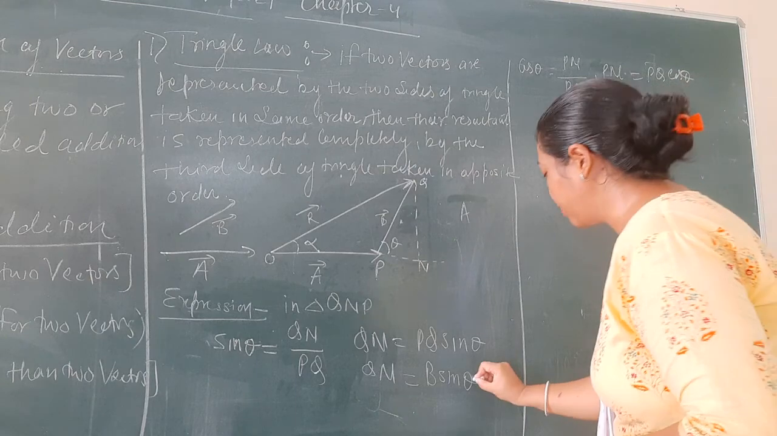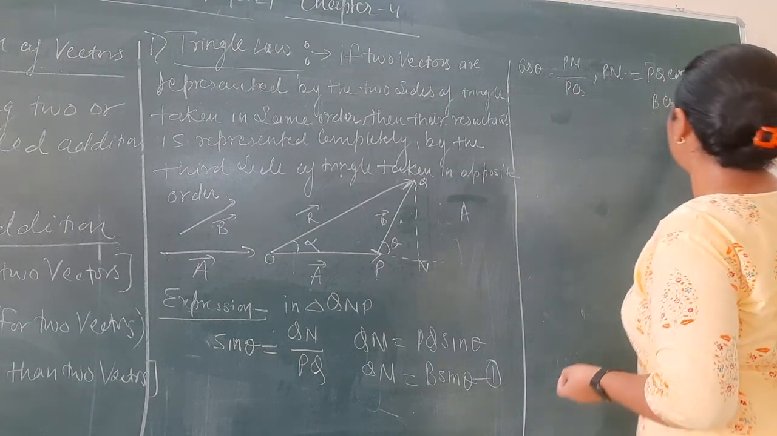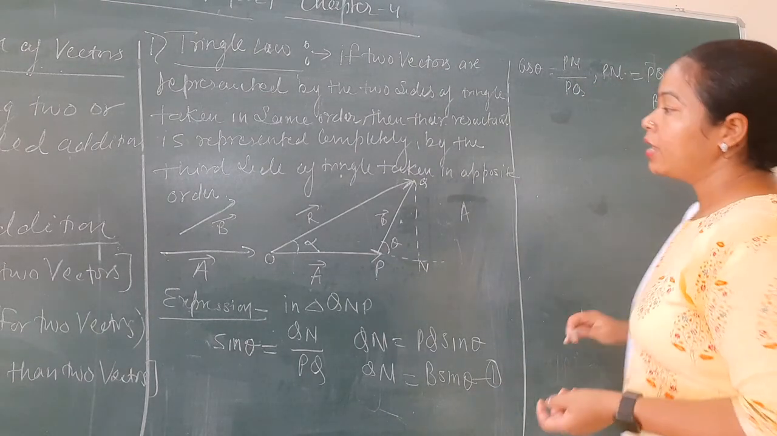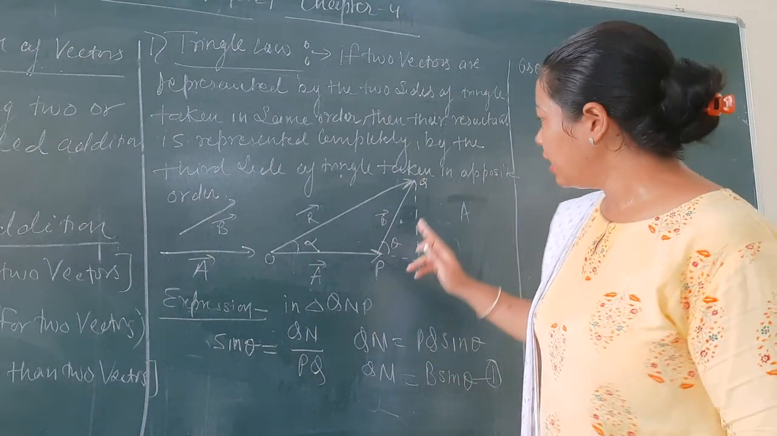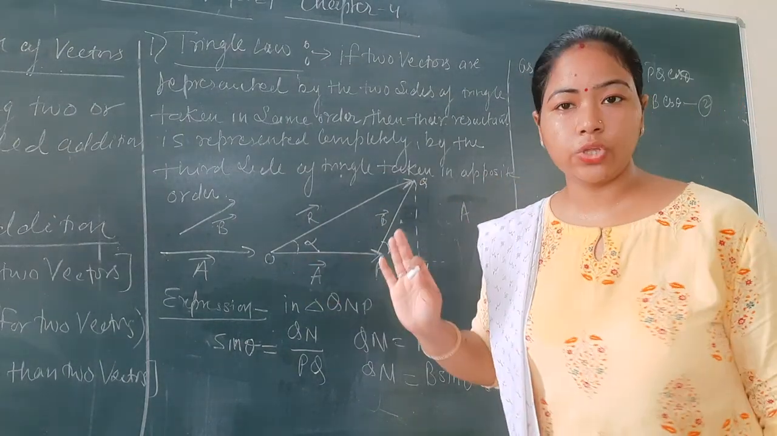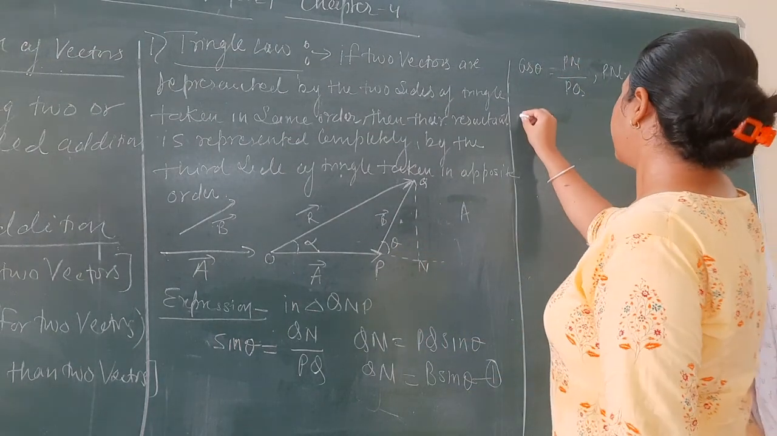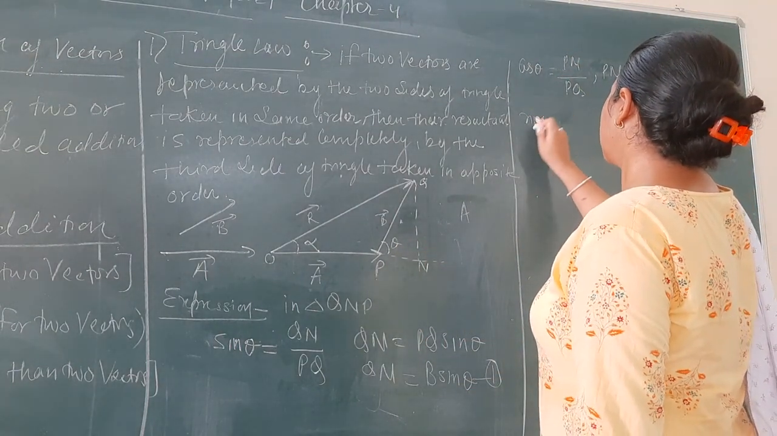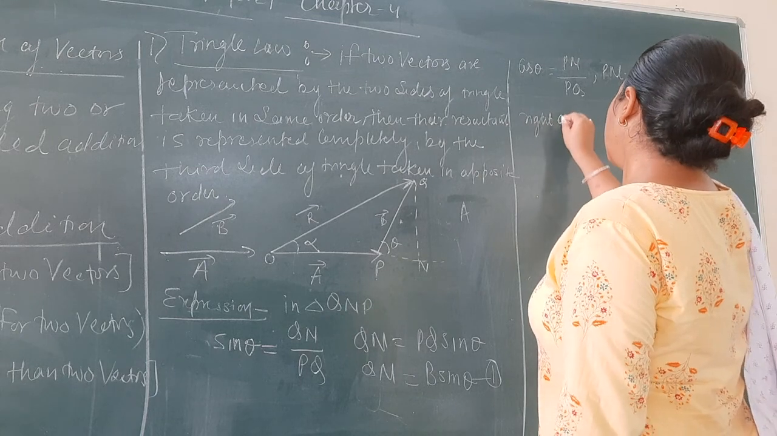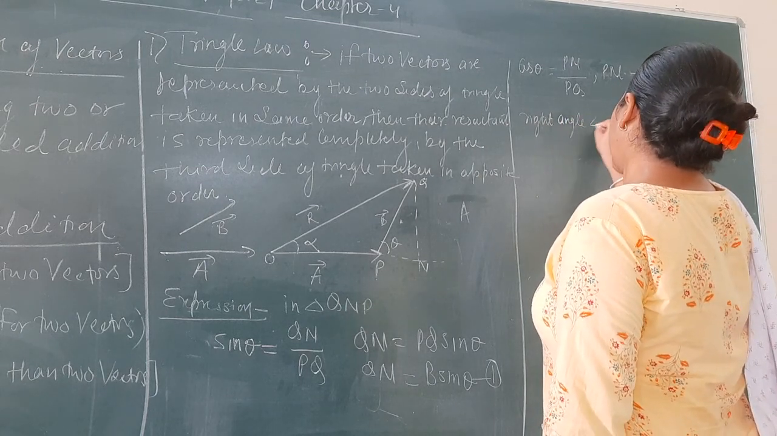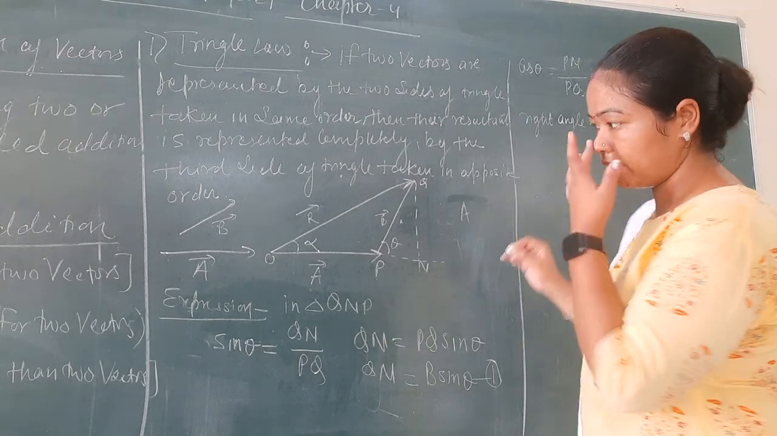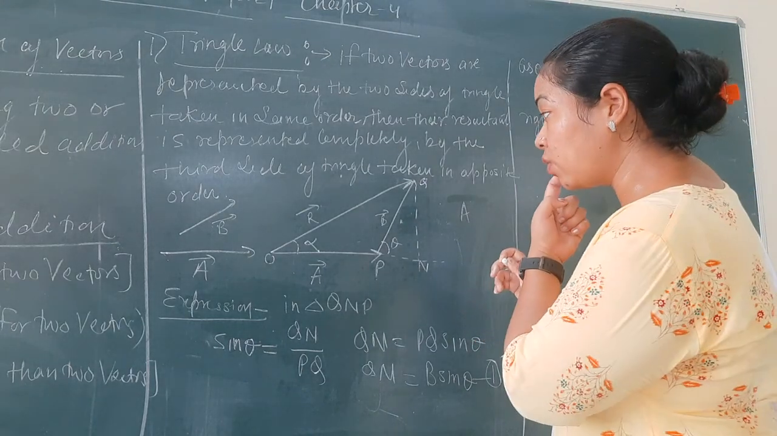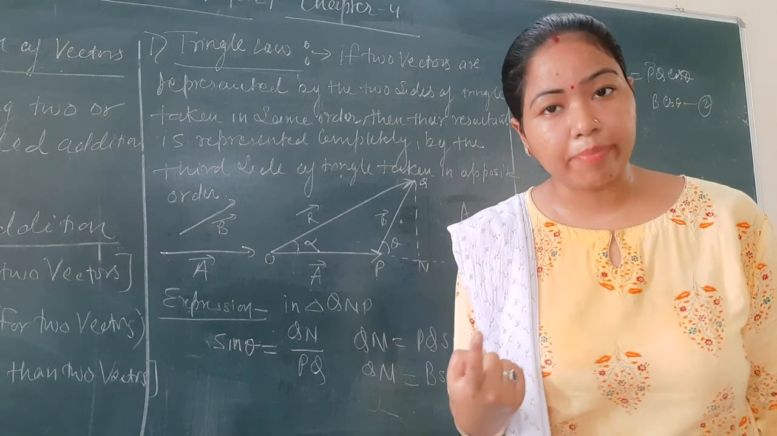So this is equation number 1 and this is equation number 2. Now we will consider the bigger triangle, that is QNO. QNO, right angle triangle. In right angle triangle QNO, right? So in QNO what happens, we will apply the Pythagoras theorem.